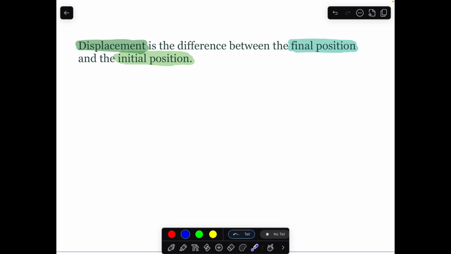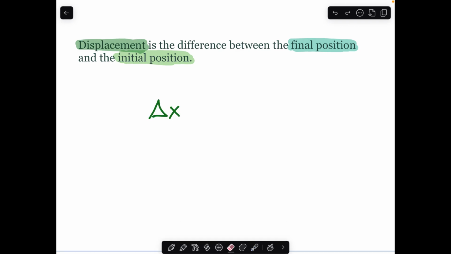A variable formula is where I represent each thing with the mathematical variable for it. So for displacement, I'm going to use delta x. For the "is," as a math symbol, is an equal sign. So this says displacement is the difference, the subtraction sign, the difference between the final position and the initial position.